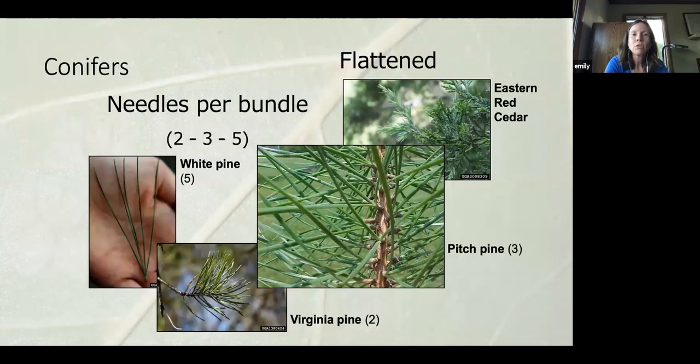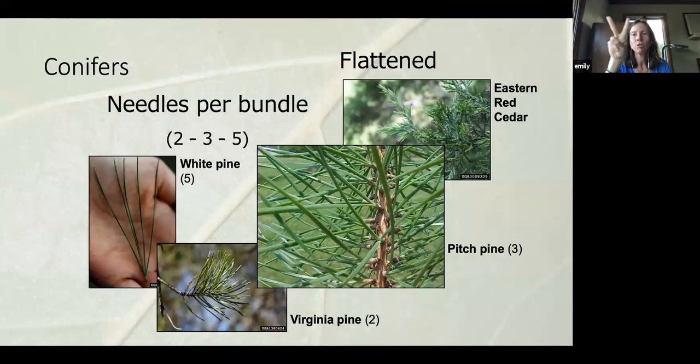So conifers, it's really important to know how many needles are in each bundle, and that's how we can ID these for everybody. And then this is a quick and dirty cheat sheet here. If you've got a white pine, it's 5 needles per bundle, and it helps you out on this one, because how do you spell white? W-H-I-T-E. So you know that you've got 5 needles that should be in that bundle.